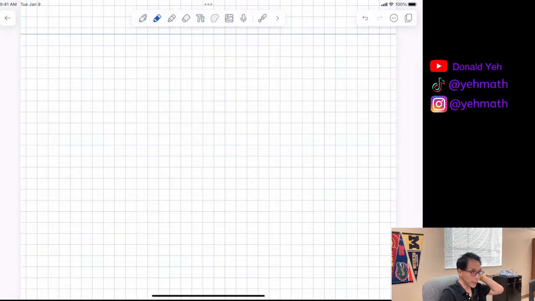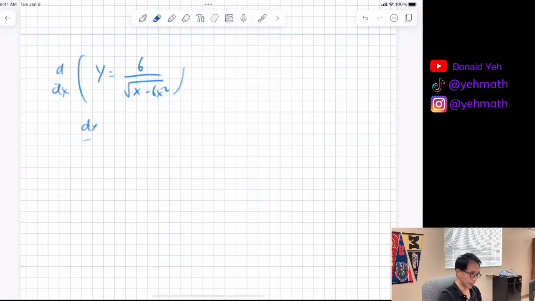So what is explicit and implicit? Explicit is like you have y equal to, I don't know, 6 over square root of x minus 6x squared. If you take a derivative of this, it's called explicit. Why? You got y by itself. So if I take a derivative of this side, then it's going to be dy dx. Even though the notation is implicit, you just have to do a derivative of this.